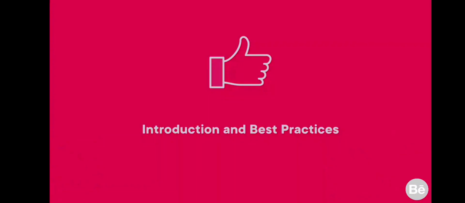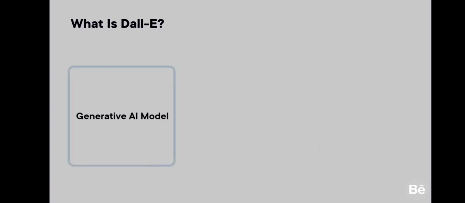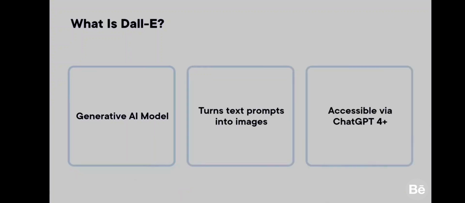First, let's quickly go over some best practices. Before going further, let's clarify what we mean by DALL-E in this context. DALL-E is a generative AI model, one specifically that turns text prompts into images. And as of the time of creating this course, the best way to access it is by using ChatGPT-4, which is how we'll be using it in the demo.